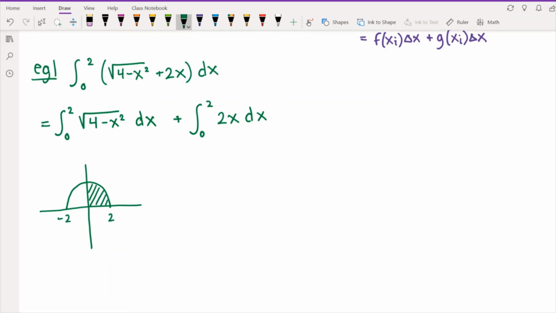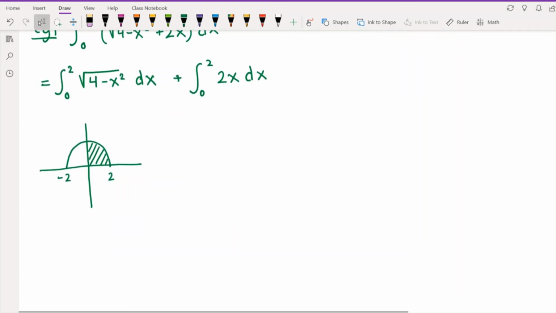So what is that area? Well, we know how to find the area of a circle. It's pi r squared. And the area we're looking for is 1/4 of the circle. So that first part of the integral is going to give us pi r squared, so that's 4 pi over 4, which is equal to pi. So 1/4 of the circle gives us an area of pi.